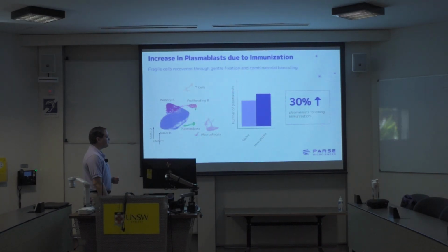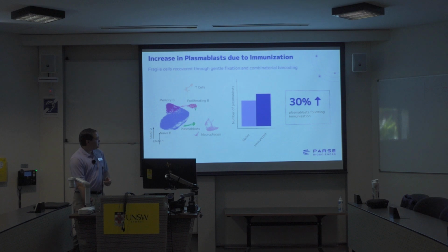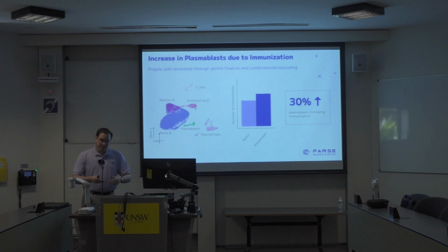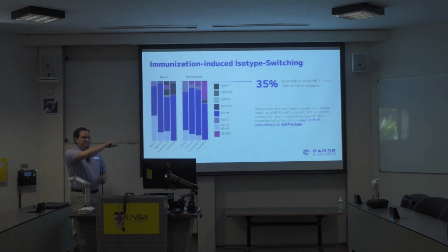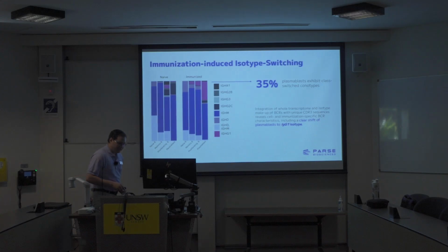Another great thing is that because Parse is a lot more gentle compared to fluidics or droplet-based technology, you can easily profile these rare cell types such as plasmablasts, which are impossible to profile with fluidics and droplet-based single cell. And we can see isotype switching in the B cells as well using Parse technology. Here we see a clear shift of plasmablasts after immunization to the IgG1 isotype.